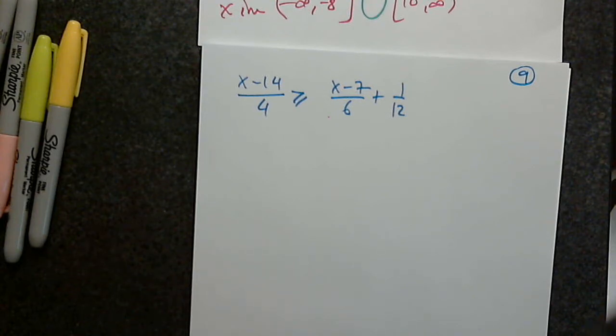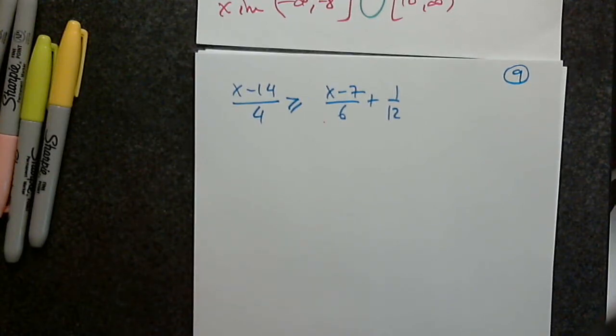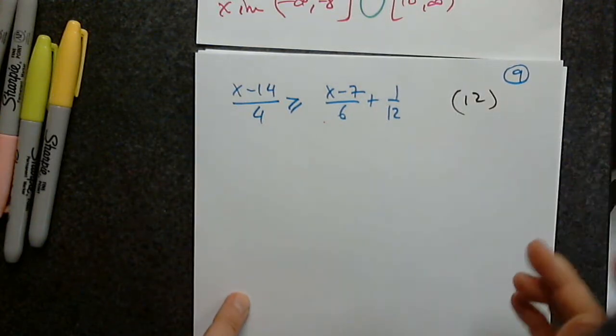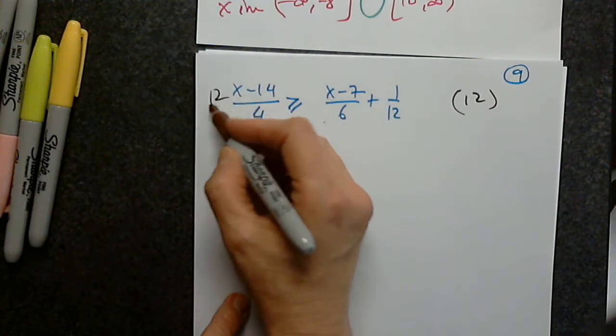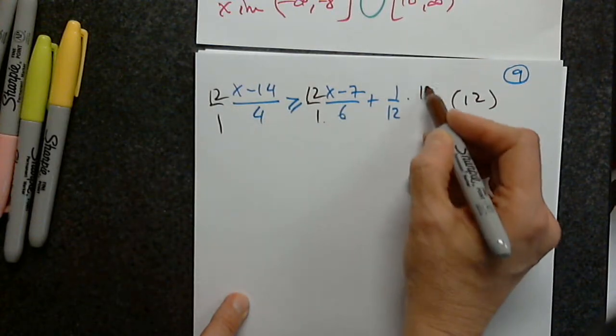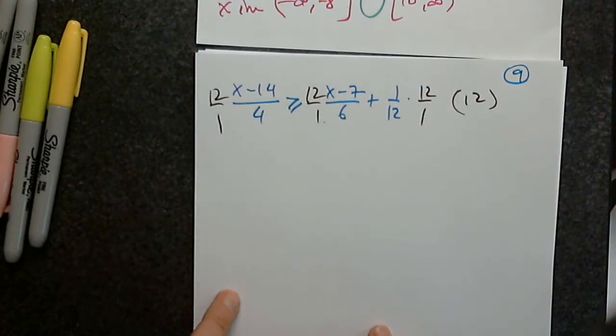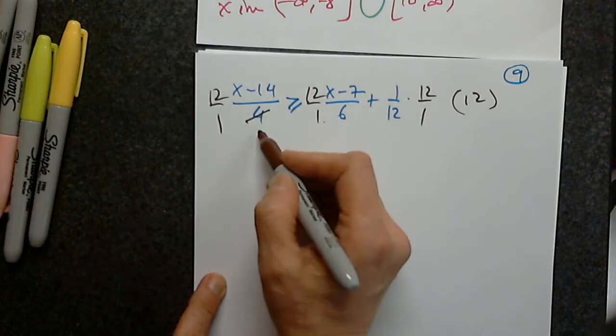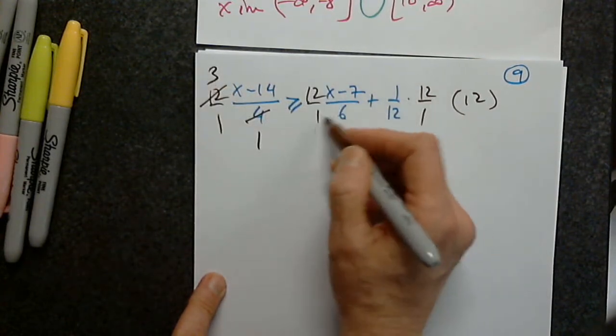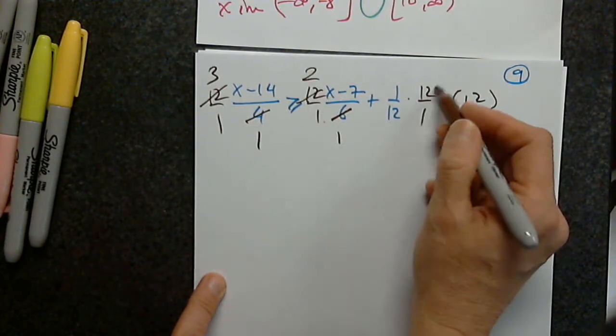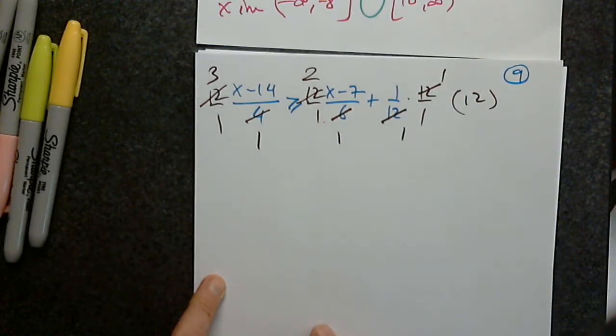I would have to, but I recommend let's eliminate them. So we multiply everything by 12, but since they are fractions, I recommend multiply by 12 over 1 so you can simplify. Never distribute before you simplify. Simplify by 4, simplify by 6, and simplify by 12.